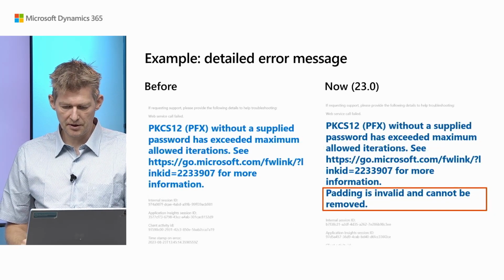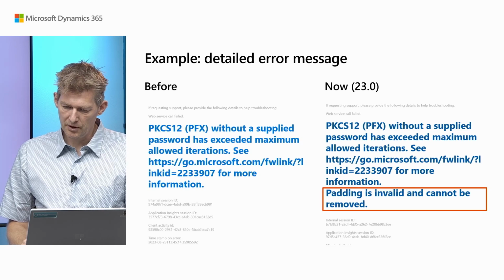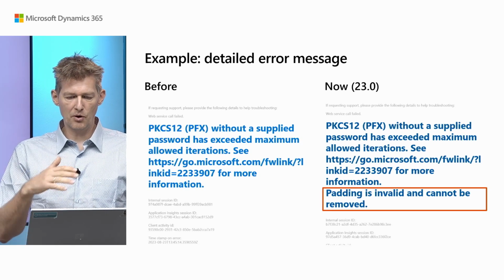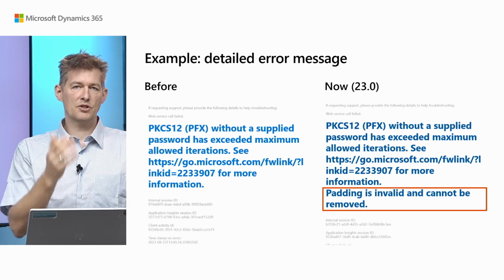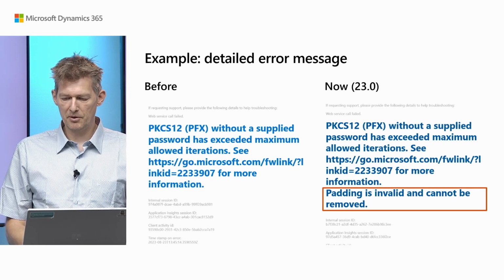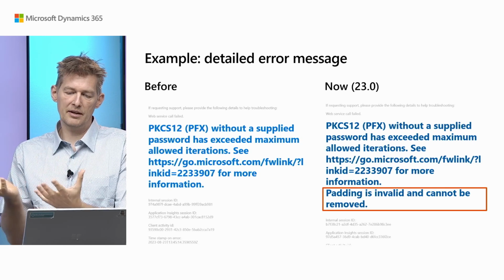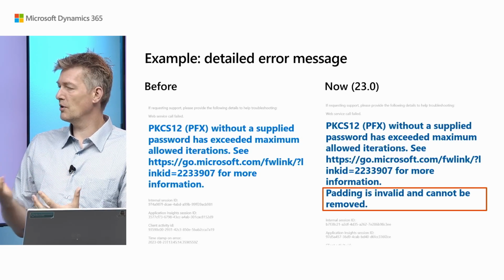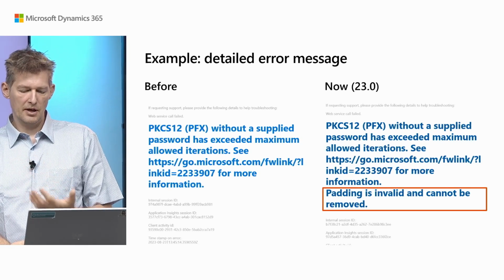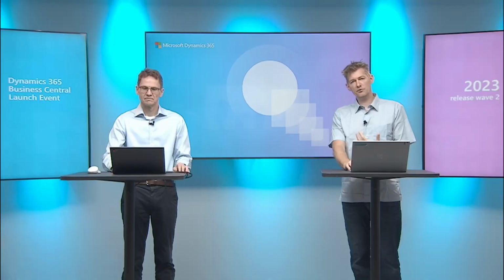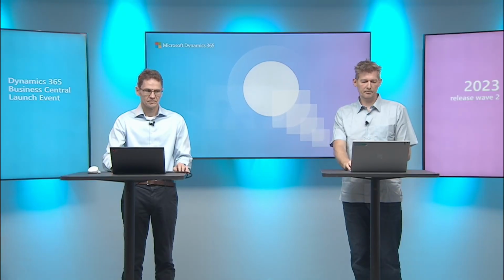Another example here is also for a certificate, where before you would just get something, but in fact the problem from the inner exception was that padding was invalid and cannot be removed, and you need to fix your code. So it's just giving you some better options to find out what's wrong.